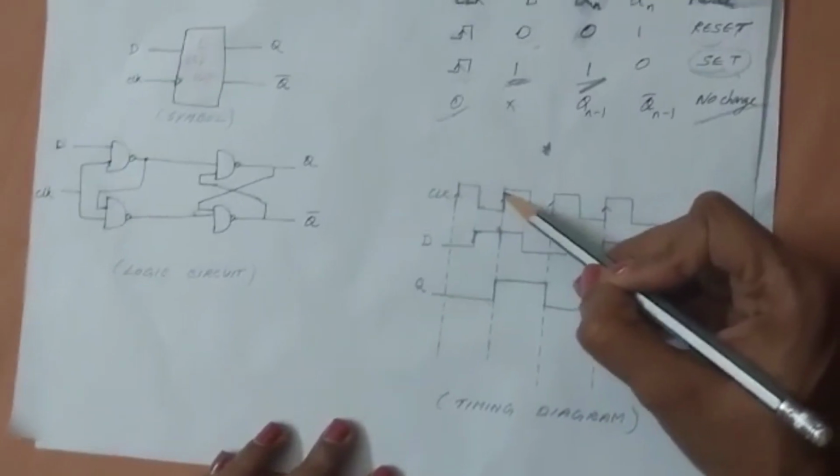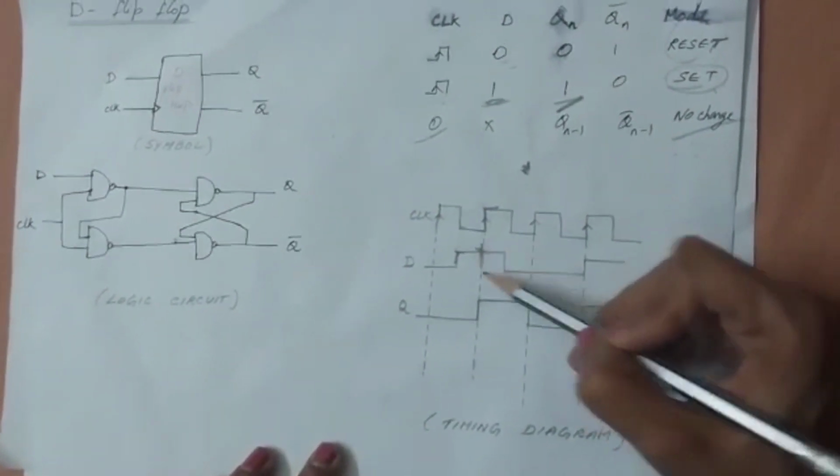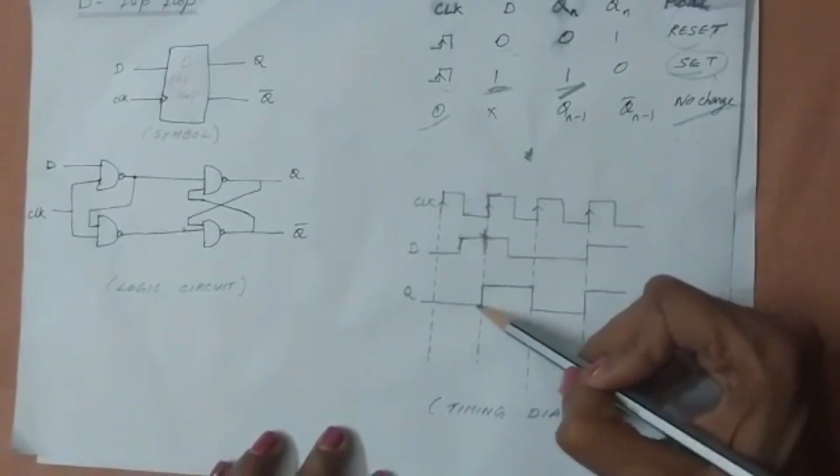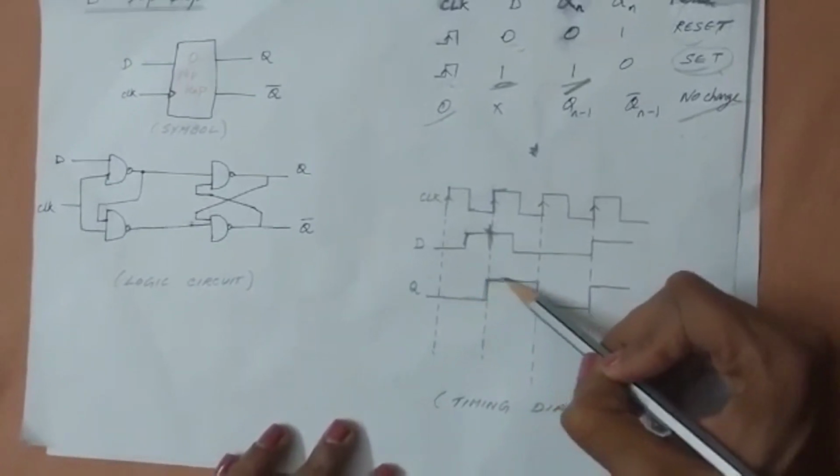Here there is a positive transition, and if D is 1, then Q moves from 0 to 1.